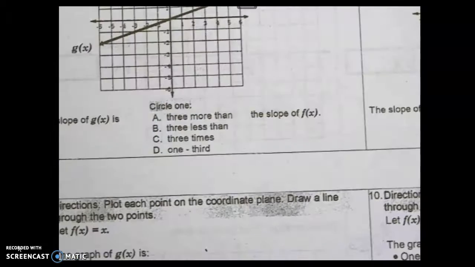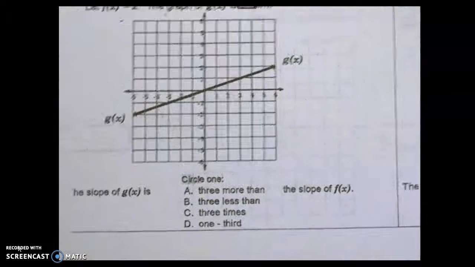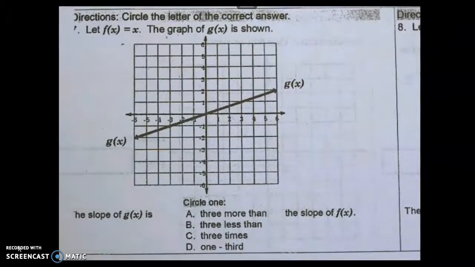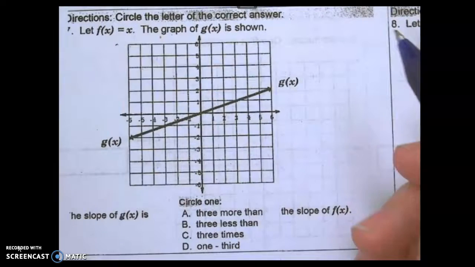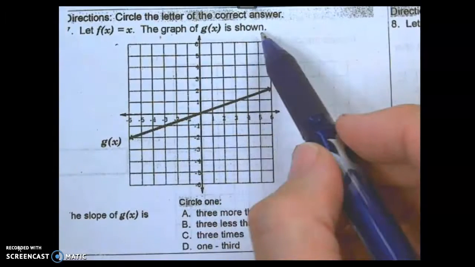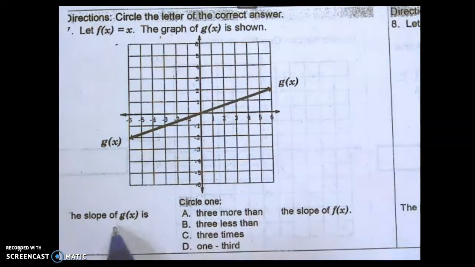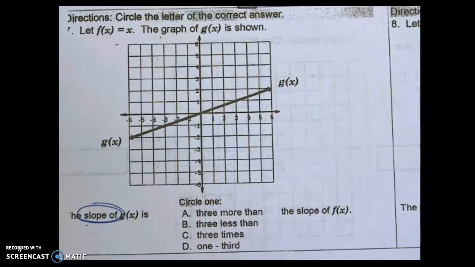Let's look at number 7 together. All right, number 7. Let f of x equals x, that's your parent. The graph of g of x is shown. So they are asking you for slope. Now we're going to learn in a few minutes what they both are together. So they want us to say the slope of g of x is, pick one of these, 3 more than, 3 less than, 3 times, or 1/3 the slope of f of x.